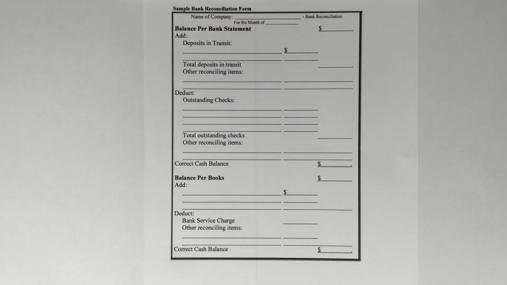The bank reconciliation compares our cash balance on our books to the bank's balance. Then what we try to do is determine what those differences are item by item.